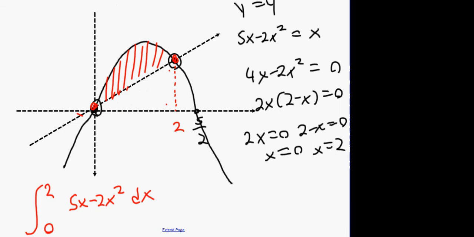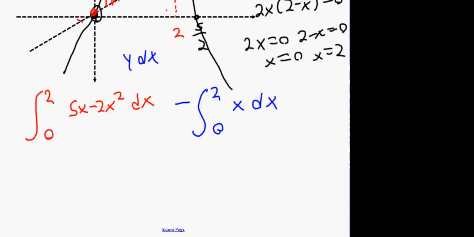The integration way is to take away the integral from 0 to 2. Now remember, it's y dx. What's the formula for the line? y equals x. So it's going to turn into x dx. Now let's see what happens. Once again, I'm going to need people.